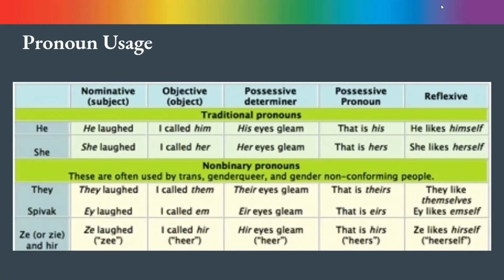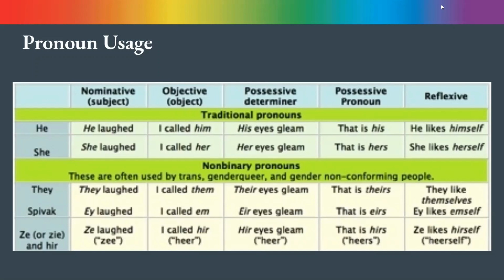So another set of pronouns is called Spivak. That's basically just a fancy name for the person who made them, who is a mathematician, and it's also referred to as A-M pronouns. So instead of saying she laughed, you say A laughed. Instead of saying I called her, you say I called M. Instead of saying her eyes gleam, you say air eyes gleamed. Instead of saying that is hers, you say that is airs. And instead of saying she likes herself, you say A likes himself.